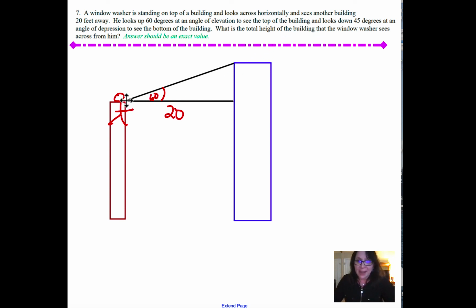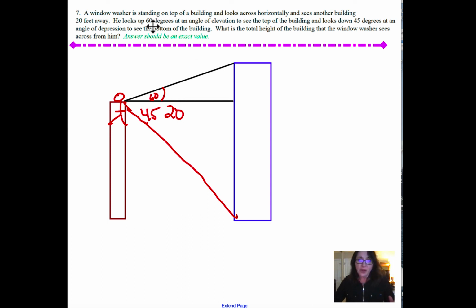He looks down, and an angle of depression to see the bottom of the building. So this would not be the angle of depression to see the bottom of the building. To see the bottom of the building, I got to go all the way down like that. And angle of depression is based off of a horizontal. So this angle, what's my angle? It's 45 degrees. So that's going to be a 45 right here.